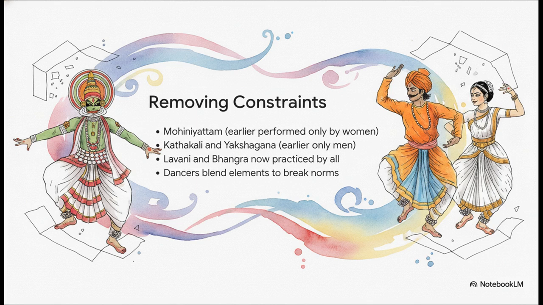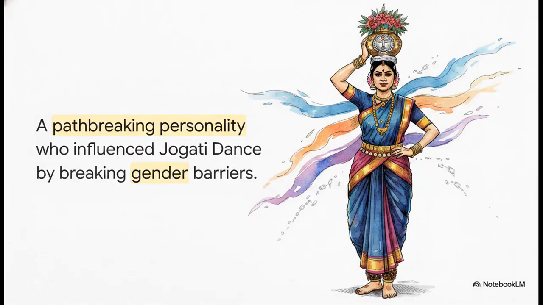To really ground this, we've got to talk about Jogate Munjama. She is a path-breaking personality highlighted in our source chapter who heavily influenced the development of the Jogati dance in Karnataka. She didn't just perform, she actively broke down barriers of gender identity. She perfectly encapsulates this whole theme of transcending societal boundaries through the sheer power of cultural expression.